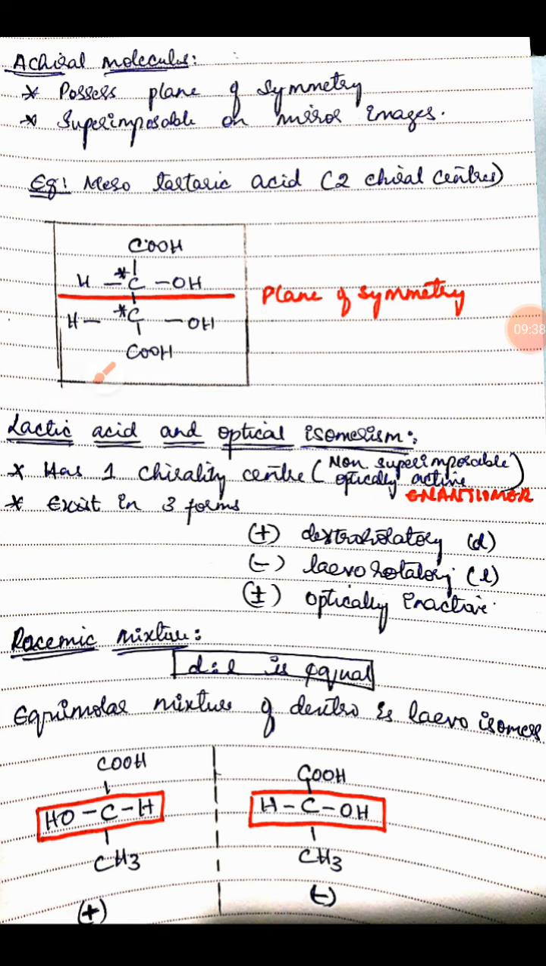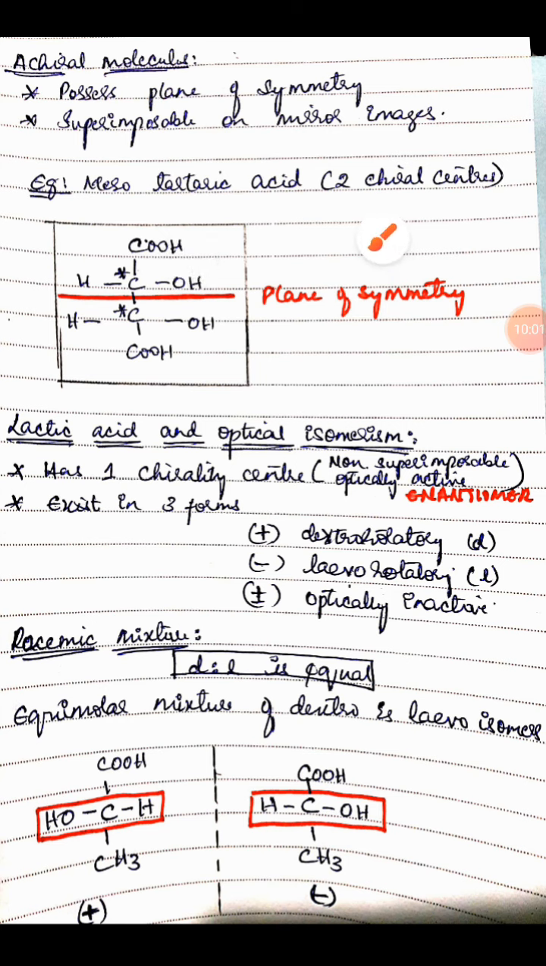The condition was one chiral carbon, but this has two chiral carbons. Still, it is not an optically active substance. Why? Because it has a plane of symmetry. So, it is called an achiral molecule. Achiral molecules are those which possess a plane of symmetry. That means they are superimposable on their mirror images.